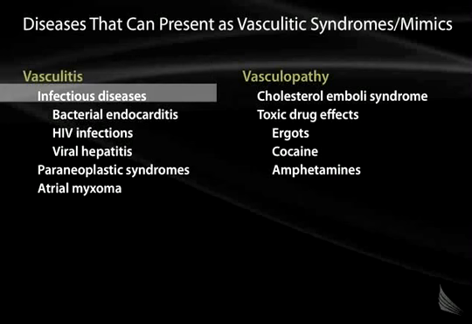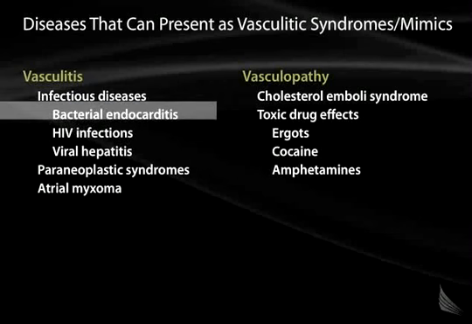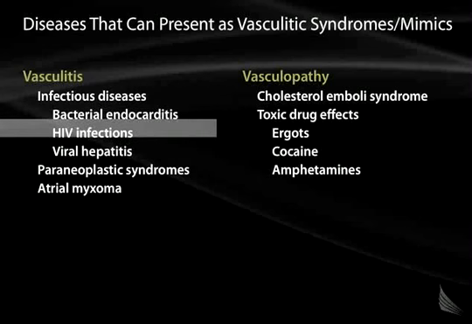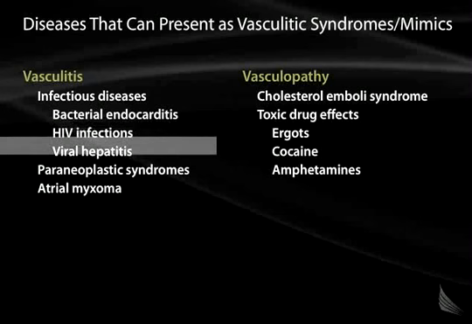Infectious endocarditis can mimic a systemic vasculitis with recurrent fever, low-grade malaise, and generally not feeling well, as well as peripheral ulcerations. The Osler's nodes and the Janeway lesions, as well as the splinter hemorrhages in the nails, can make it seem as if there is a vasculitic process going on, but your suspicion must be raised for bacterial endocarditis in these patients. HIV infection can also mimic a systemic vasculitis, and viral hepatitis, hepatitis B and C specifically, can mimic the vasculitis.